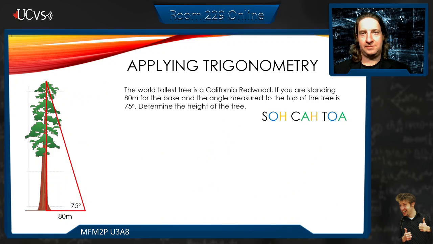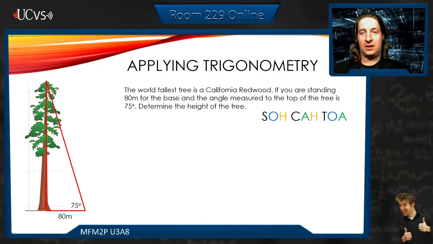All right, one more problem. This is an example of why trigonometry is awesome. Let's say I have this really tall tree, the world's tallest tree. It's a California redwood. We want to know how tall it is, but it's impossible for me to get to the top of the tree. I can, however, measure a distance from the base. I can measure 80 meters from the base of the tree with a measuring tape of some sort, or I can even just pace out 80 meters.